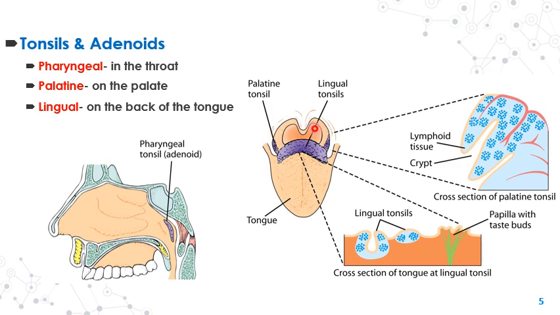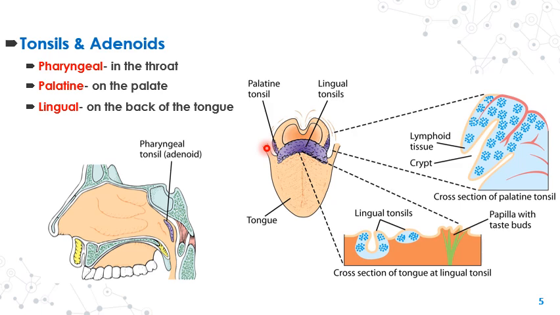So look on the sides of your throat, you're going to see your palatine tonsils. There are a couple of them. And if you stick your tongue out and look all the way in the back of your throat, you're going to see your lingual tonsils right there, okay? And that's also important for taste. You have taste buds close to your tonsils.